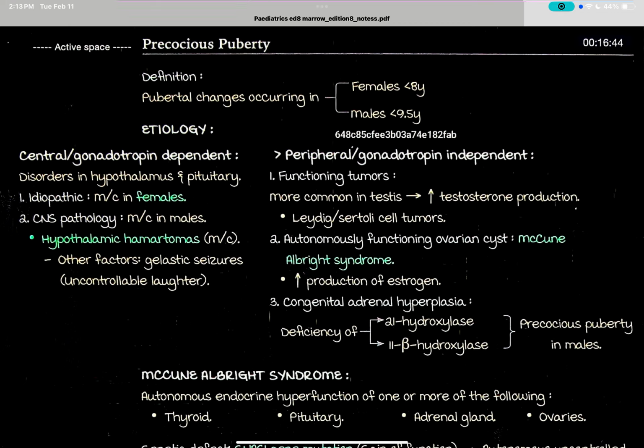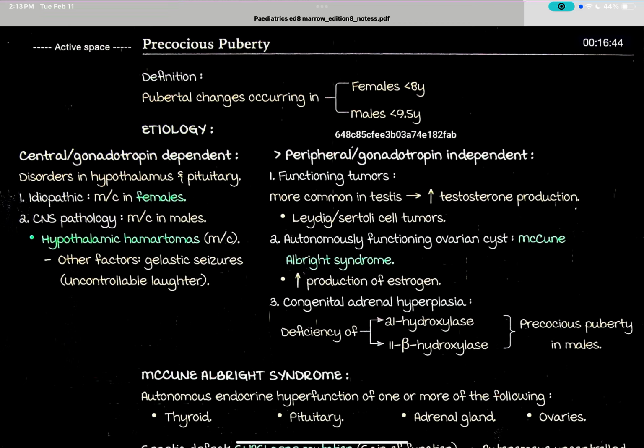Other features of hypothalamic hamartomas are gelastic seizures, like uncontrollable laughter. Peripheral, gonadotropin independent causes include autonomously functioning tumors. Leydig and Sertoli cell tumors are more common in the testes, with increased testosterone production.